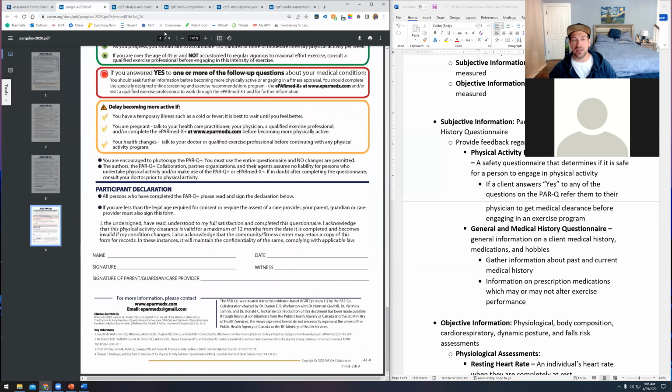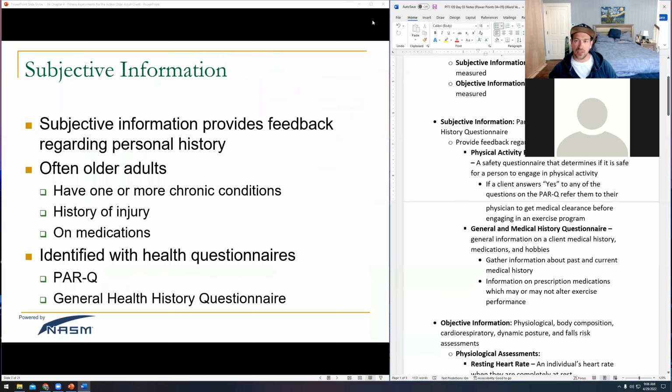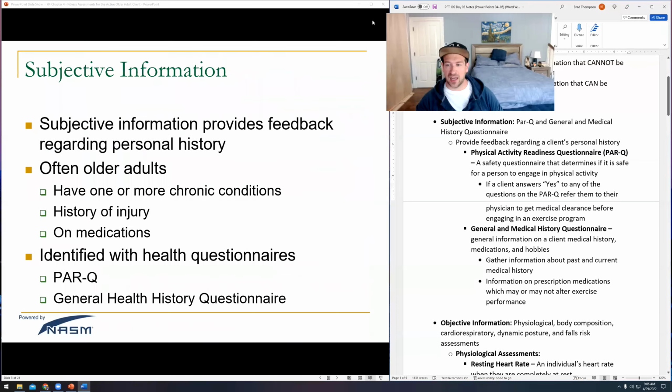But that is what the participant declaration is for. It is meant to be a second opportunity for the client to see, hey, exercise can be intense. And so I'm choosing to engage in this, right? And that's what that second section is. So there's your PAR-Q. And that's how that works.